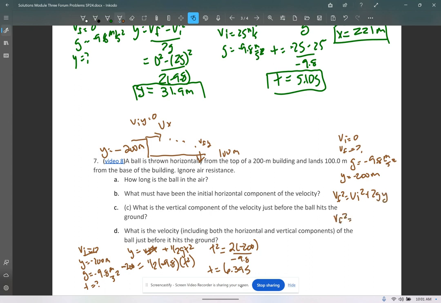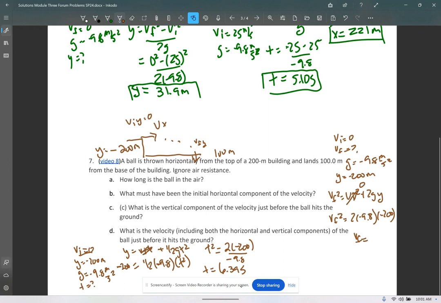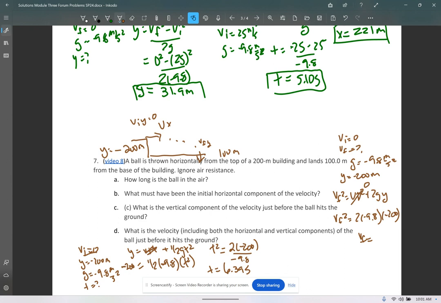Vf squared equals, Vi is 0, so 2 times negative 9.8 times negative 200. Once again, if you forget one of your negatives, you can't take the square root of a negative. So 2 times 9.8 times 200, and then I take the square root of it, and I get plus or minus 62.6. Since it's falling, it's going to be negative 62.6 meters per second.